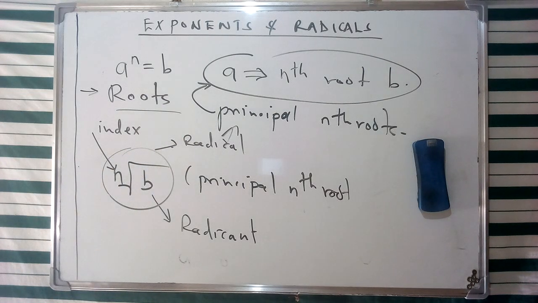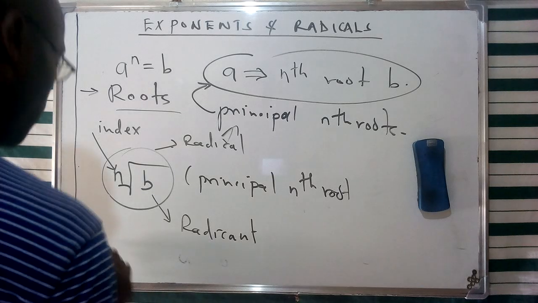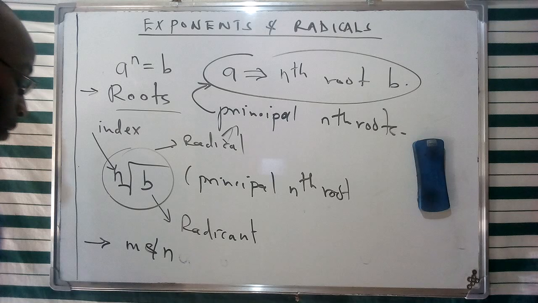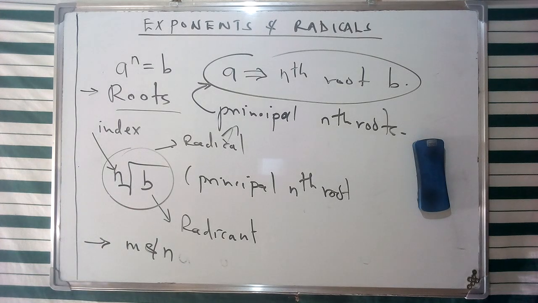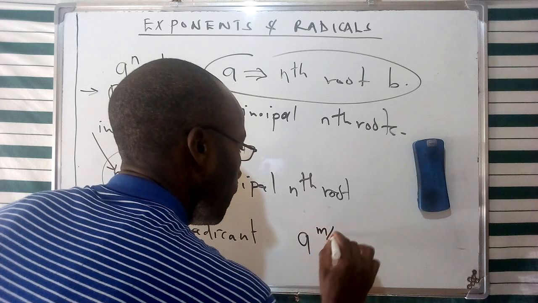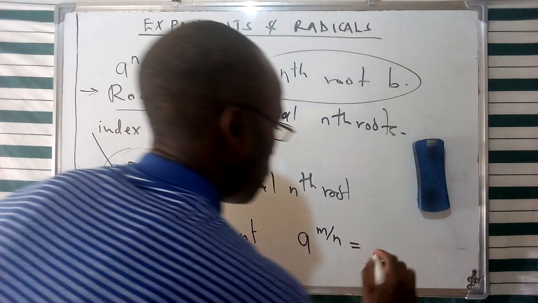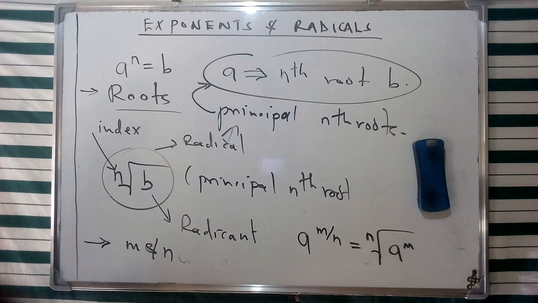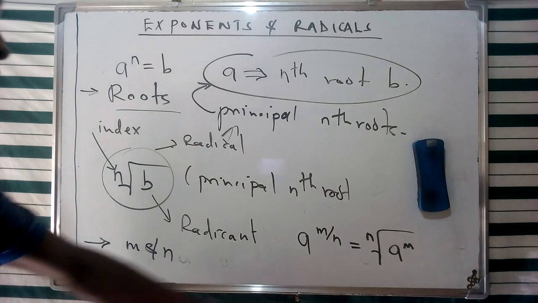And lastly, we can express these specific exponents in terms of fractions. For instance, if we have general numbers m and n, which are positive integers, we can express a in an exponential form of m over n. This represents a raised to power m over n, and this constitutes our principal nth root.